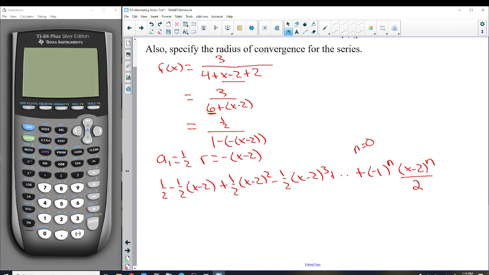R is right here. So we need the absolute value of x minus 2 to be less than 1. So negative 1 less than x minus 2 less than 1. Add 2. 1 is less than x is less than 3. So there's your interval of convergence.